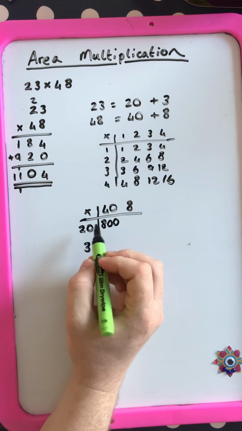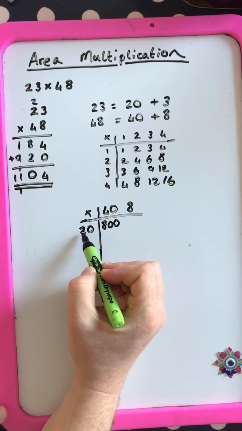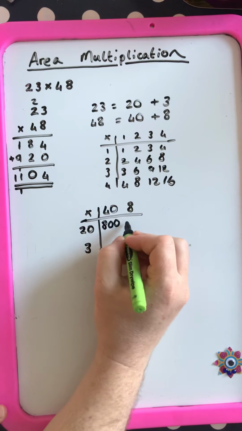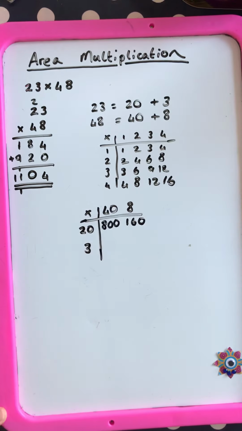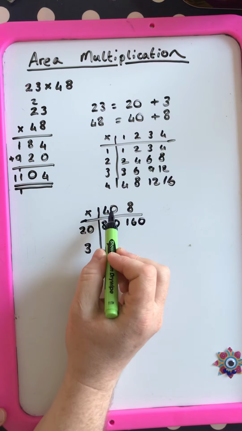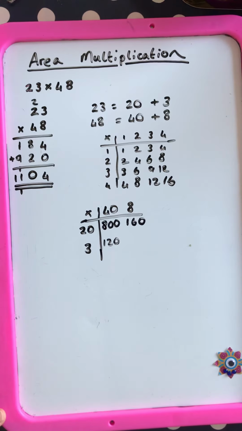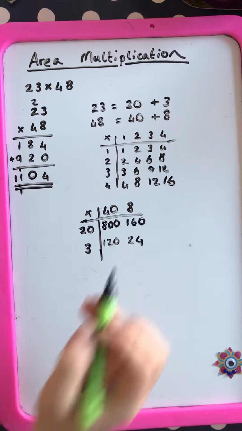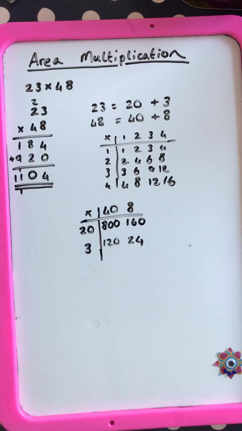Okay, and then we are multiplying 20 by 8. Okay, so 8 tens is 80, so 2 lots of that is 160. 3 times 40, right? So 3 times 10 is 30, 4 of them is 120. And our ones column, 3 times 8 is 24. Now this here added together is our total.